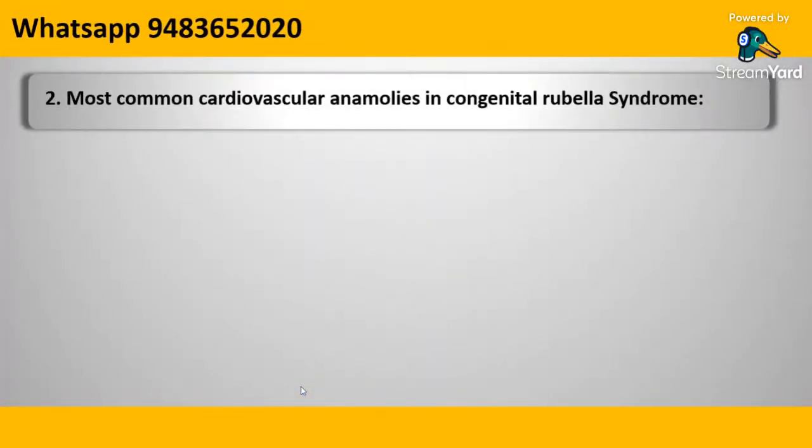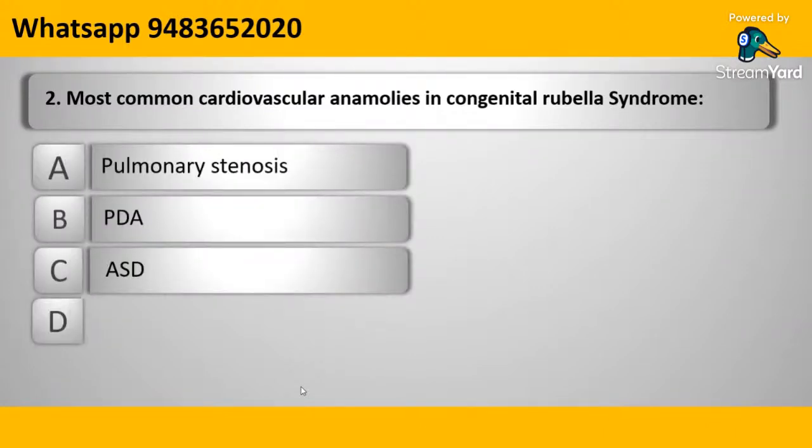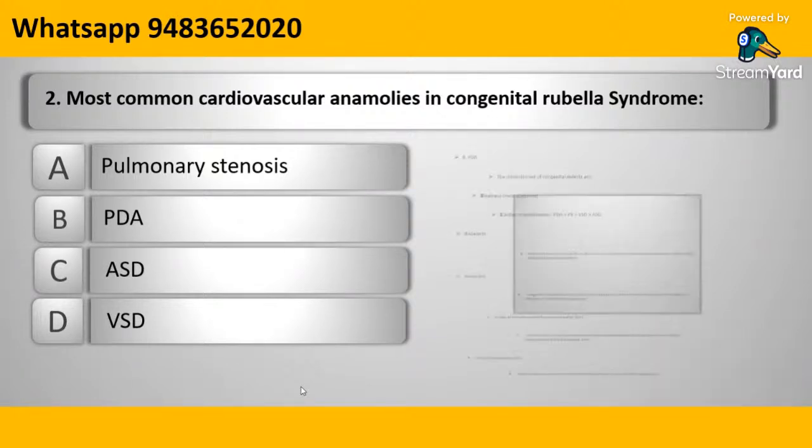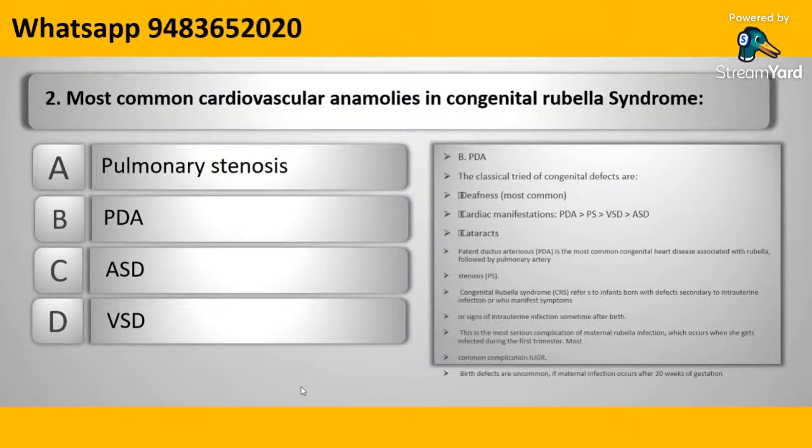Most common cardiovascular anomaly in congenital rubella syndrome is A. Pulmonary stenosis, B. Patent ductus arteriosus, C. ASD, D. VSD. So what do you think is the correct answer? Congenital rubella syndrome, as we all know, it is patent ductus arteriosus. Let's see the correct answer here. It is patent ductus arteriosus. The correct answer is B.